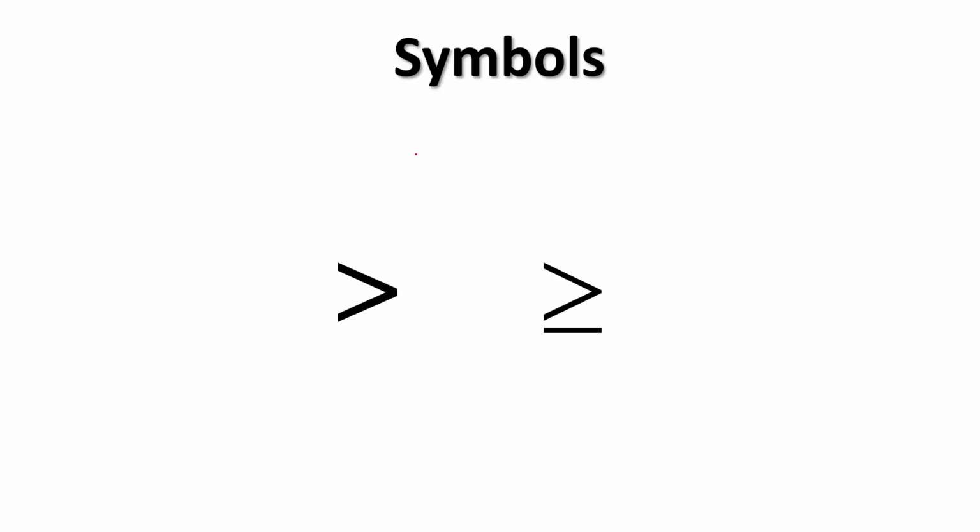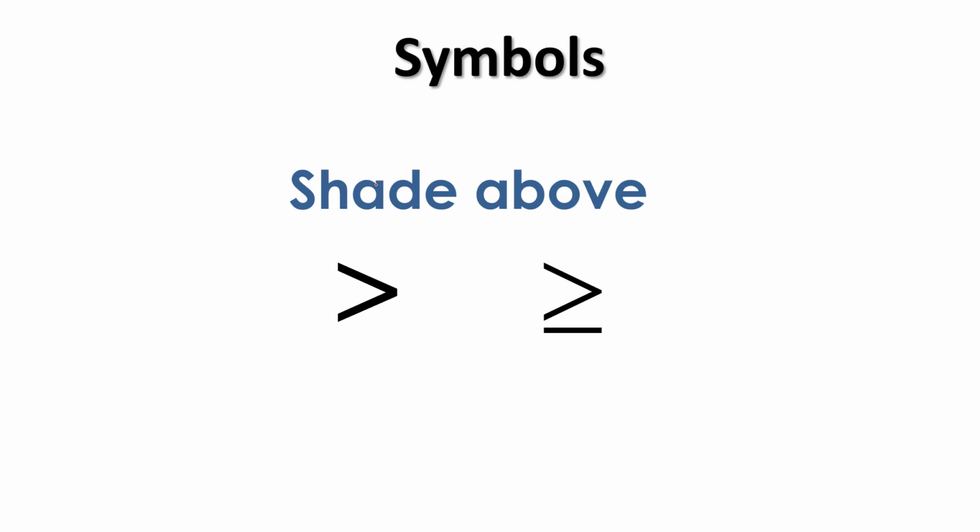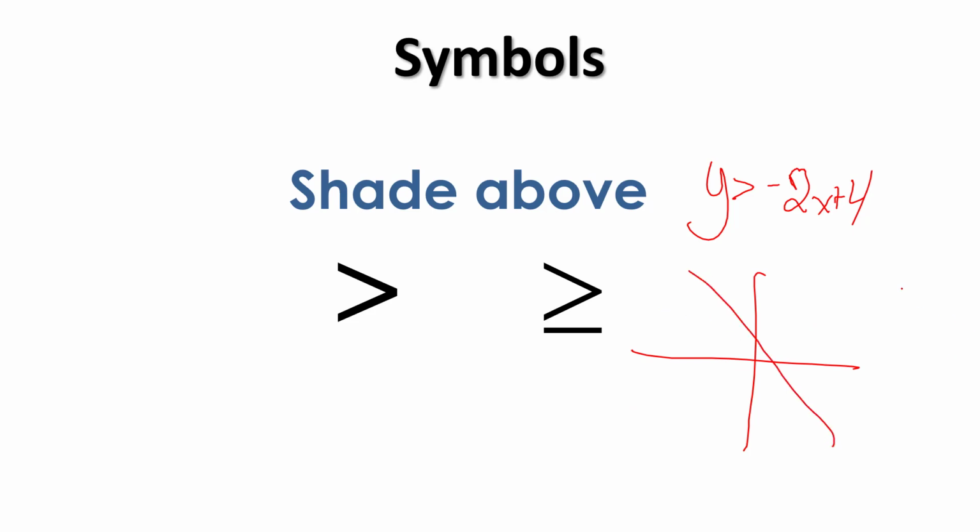Symbols. Greater than and greater than or equal to mean to shade above. So when you have y equals negative 2x plus 4 and you graph it, you will end up with an equation that looks something like that. This symbol, I made a solid line, means that we're going to shade up here. We're going to shade above it.